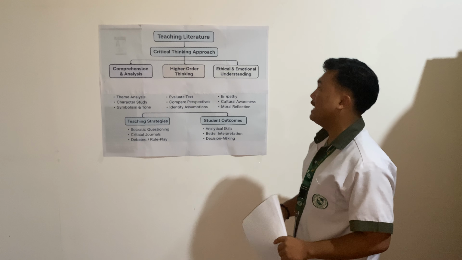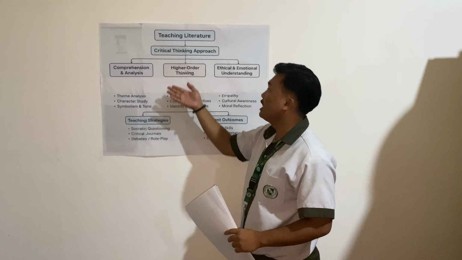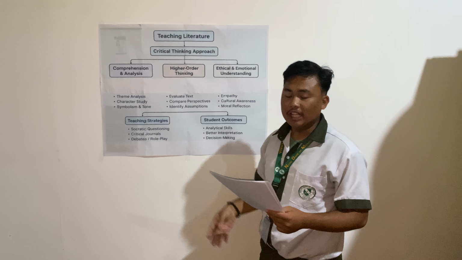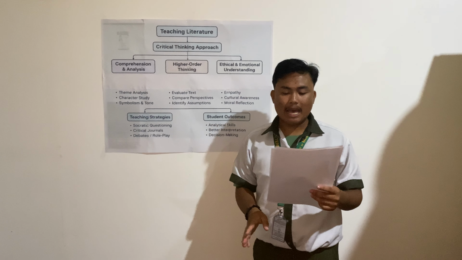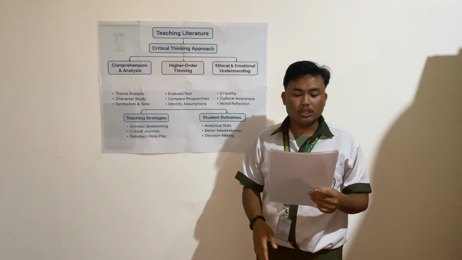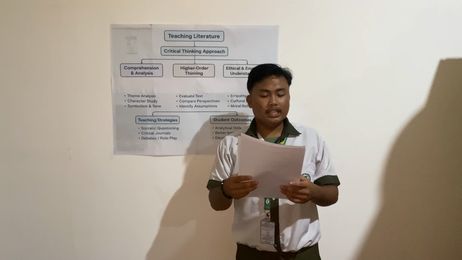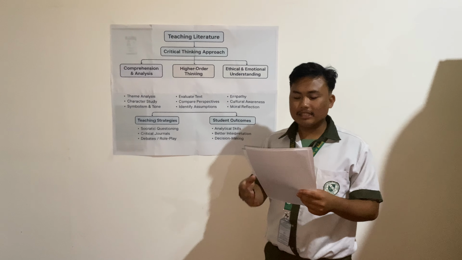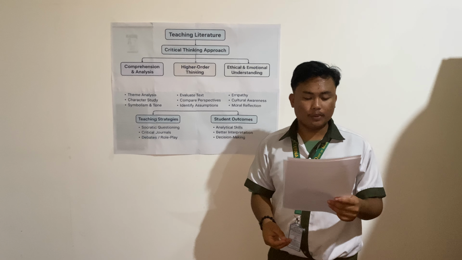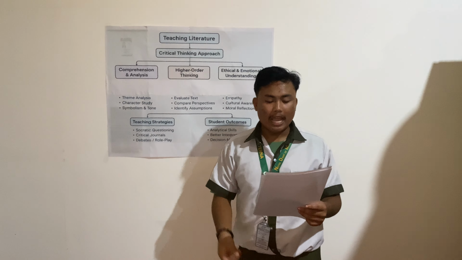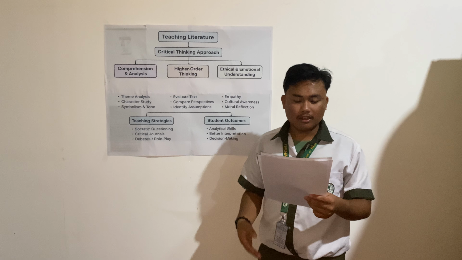So my main topic today is teaching literature. In teaching literature, the central point here is the critical thinking approach. The central focus is how literature is taught in the classroom. The concept map shows that teaching literature is most effective when it uses a critical thinking approach. This is the core teaching method connected to all other parts of the map. It means students are not only reading stories, they are analyzing, evaluating, questioning, and also reflecting on what they read.